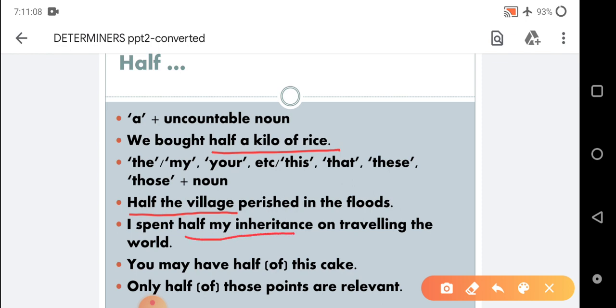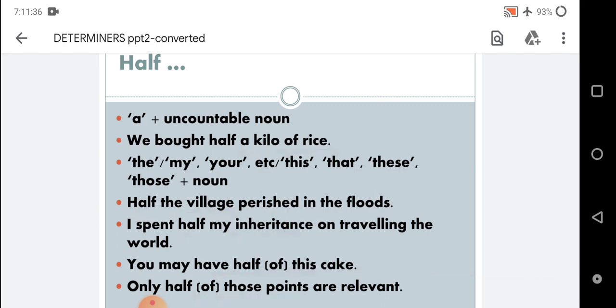I spent half my inheritance on traveling the world. In your life, you may say, half my time has gone in discussion. I spend half my time in studying and studying endlessly. You may have half this cake, only half those points are relevant.